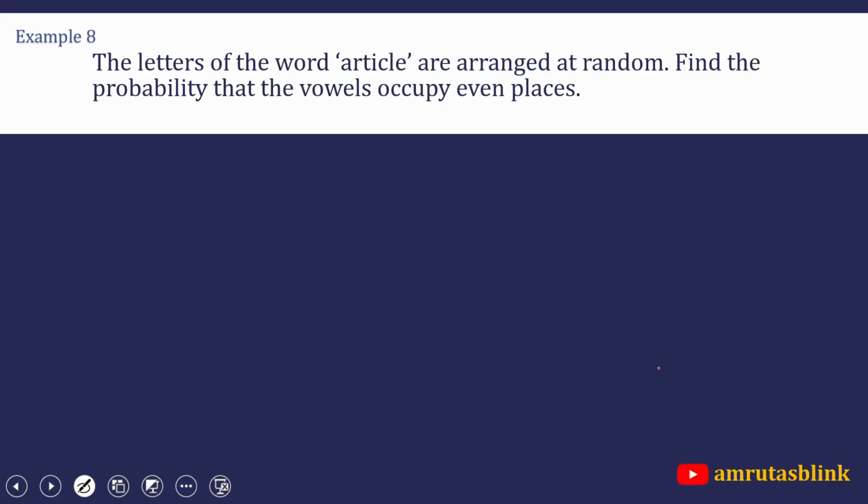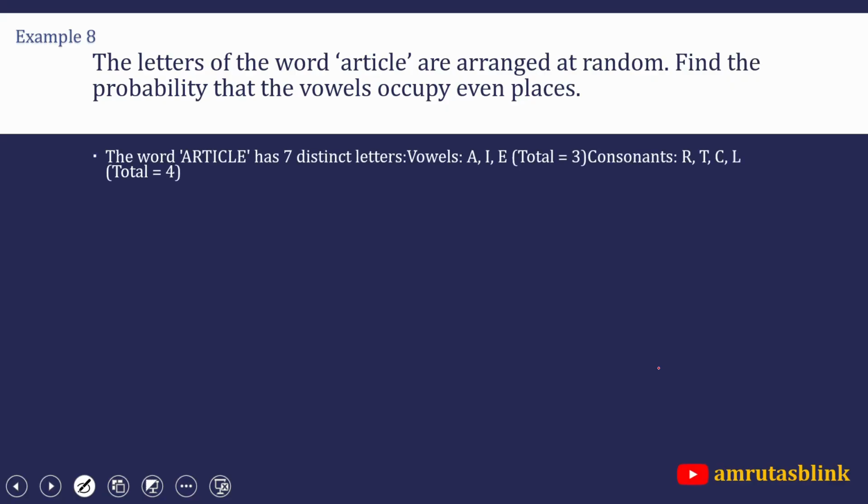Now this is a very specific variety of probability problems where we need to arrange letters of any particular word and we need to find different words from the letters which are available in that particular word. So let's understand this specific variety very carefully. You will definitely have at least one problem on this specific variety. The letters of the word article are arranged at random. Find the probability that vowels occupy even places.